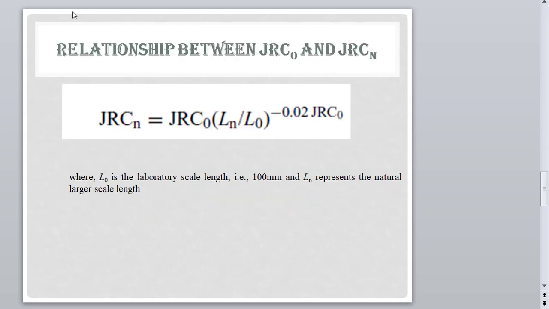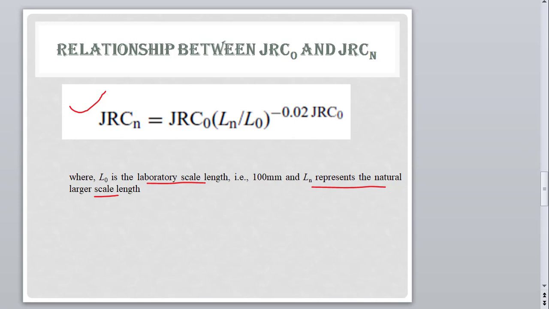This is the relationship between JRC in the laboratory and in the natural surface. Here L0 is the laboratory scale length and Ln represents the natural larger scale length. With this formula, JRCn = JRC0 × (Ln/L0)^(-0.02 JRC0), we can calculate the relationship between the natural and laboratory JRC coefficients.